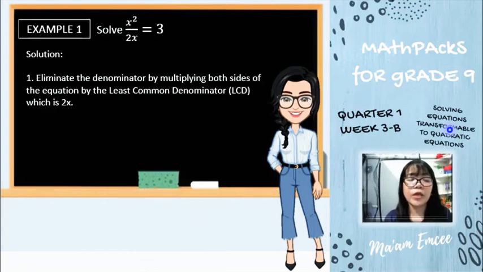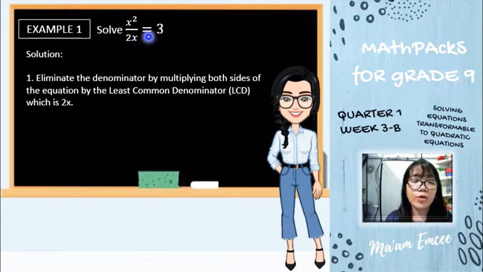of the equation by the least common denominator, or LCD. So the least common denominator is the least expression which can be divided by all of our denominators. But luckily for this particular example, we only have 2x as the denominator. That means to say automatically 2x will be your LCD. So you don't have to think of the LCD because 2x here will become your LCD.